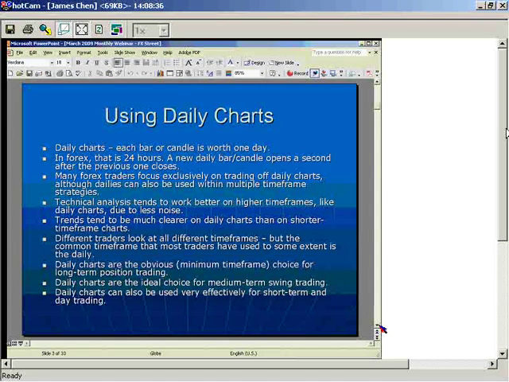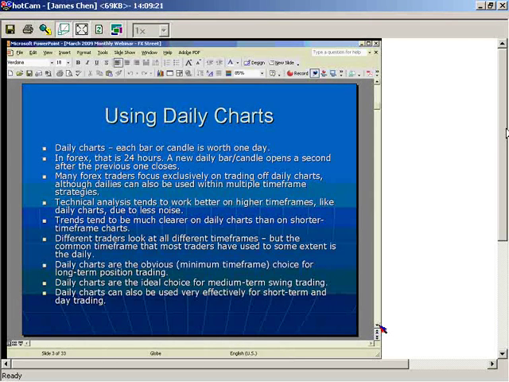Now, technical analysis tends to work better on higher time frames, like the daily charts, due to less noise. I think the daily chart is really the best thing in between the longer time frame charts, like the weekly and the monthly, which are harder to trade because everything takes a long time to make any substantial movement. But in terms of the daily charts, you've got a good medium between clear trending, as well as your ability to actually trade the chart practically, from a time frame basis.